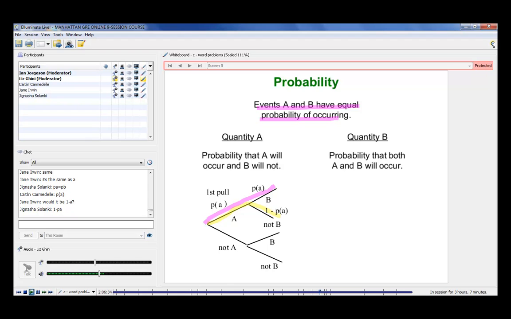Okay, so then when I multiply, I'm comparing A squared, which is the probability that both will occur, all right? This is A squared, right? It's A times A. And I'm comparing that to A times 1 minus A. All right? So that's A minus, let's multiply it out, A minus A squared. Okay? Now, which is greater?